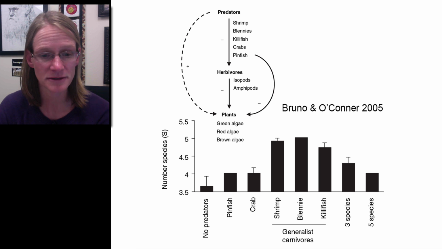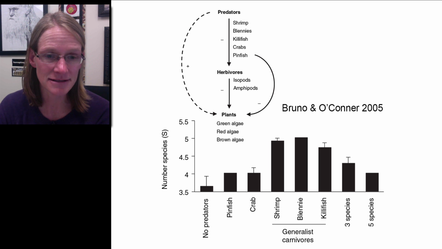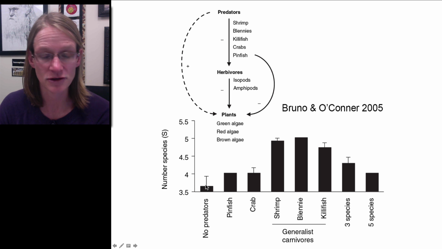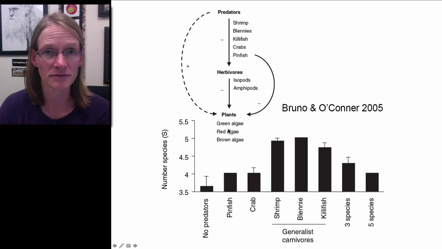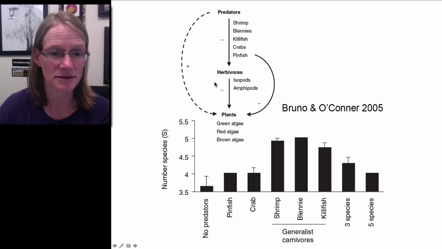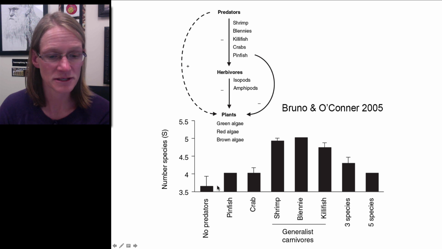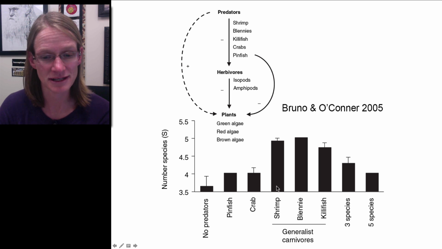If we look at what they actually found, you can clearly see some really interesting patterns. Here's their control, where they had no predators at all, and you can see that's the lowest number of species. So the number of plants that occurred in a community when you had no top predators was pretty low. As they introduced individual species into the mix, you can clearly see we increase the number of species of algae.